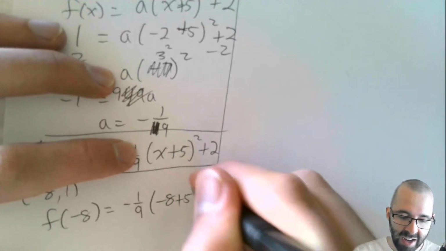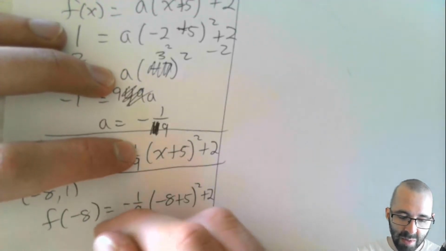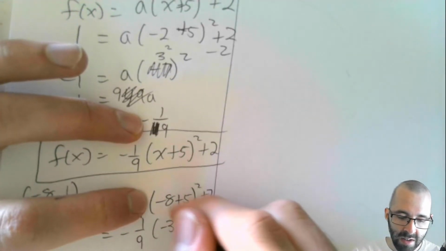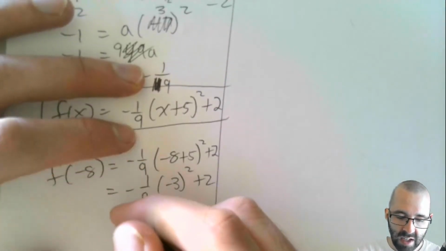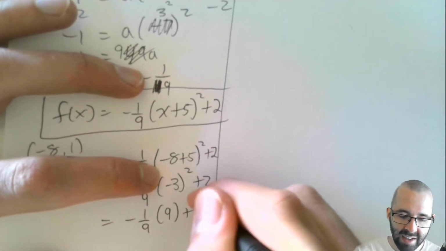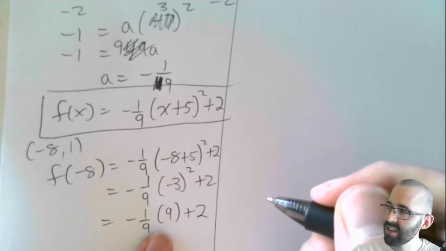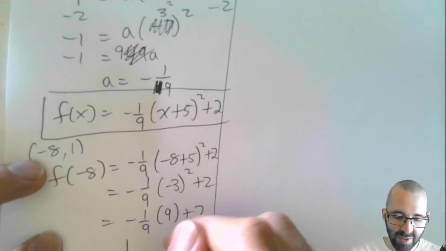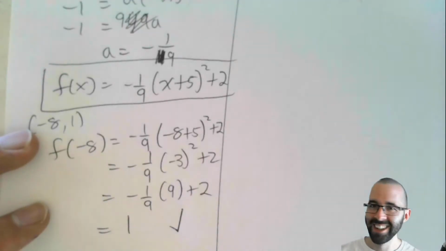Negative 8 plus 5 squared plus 2. Let's see what this simplifies to. Negative 8 plus 5 is negative 3. Hey, there we go. When we square negative 3, we get positive 9. Negative 1/9 times 9, negative 1. Plus 2 is positive 1. Great. We did it right.